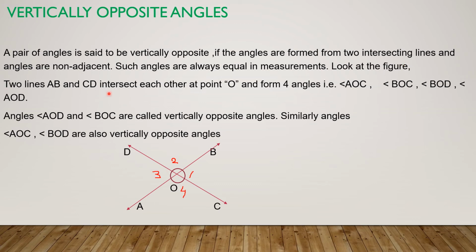Look at the figure. Two lines intersect each other at point O and form four angles: angle AOC, BOC, angle BOD and angle AOD. Angle AOD and angle BOC are vertically opposite. We already named them angle 1 and angle 3. Similarly, angle 2 and angle 4 are vertically opposite. And one important piece of information given to us is that vertically opposite angles are always equal in measurement.